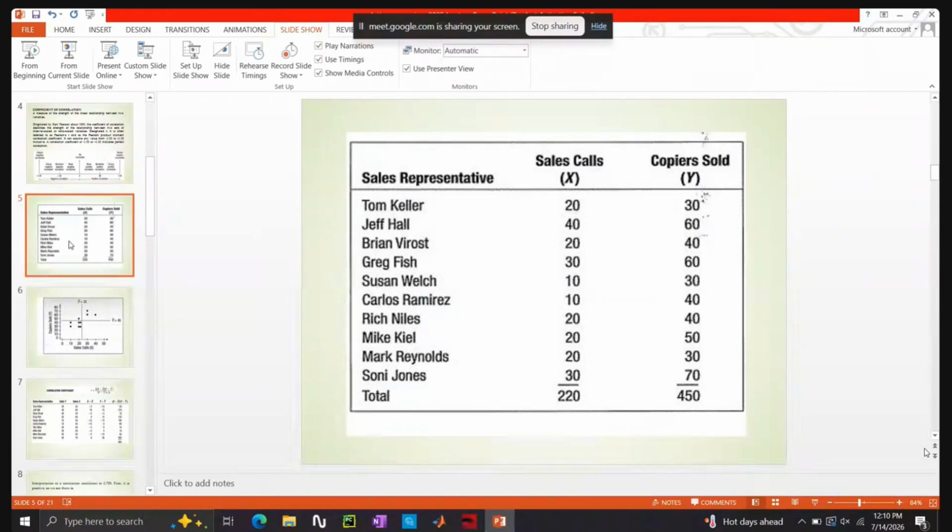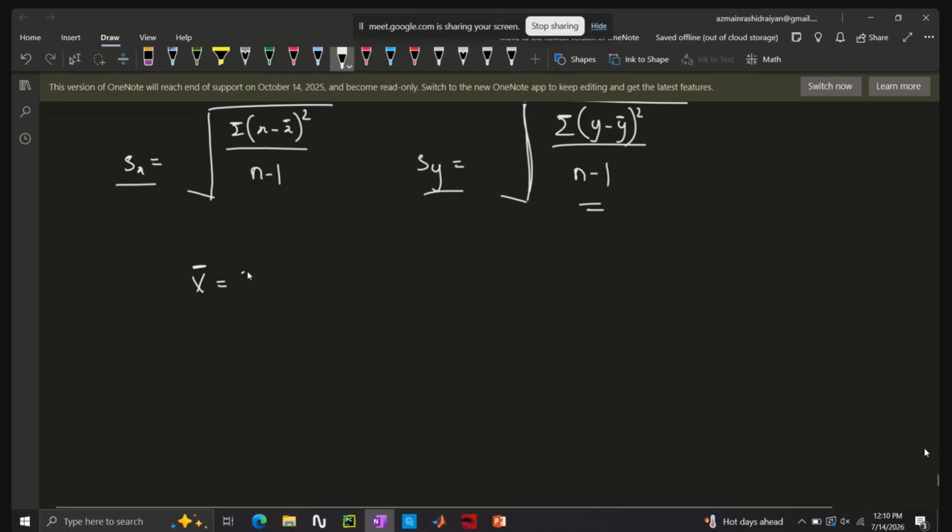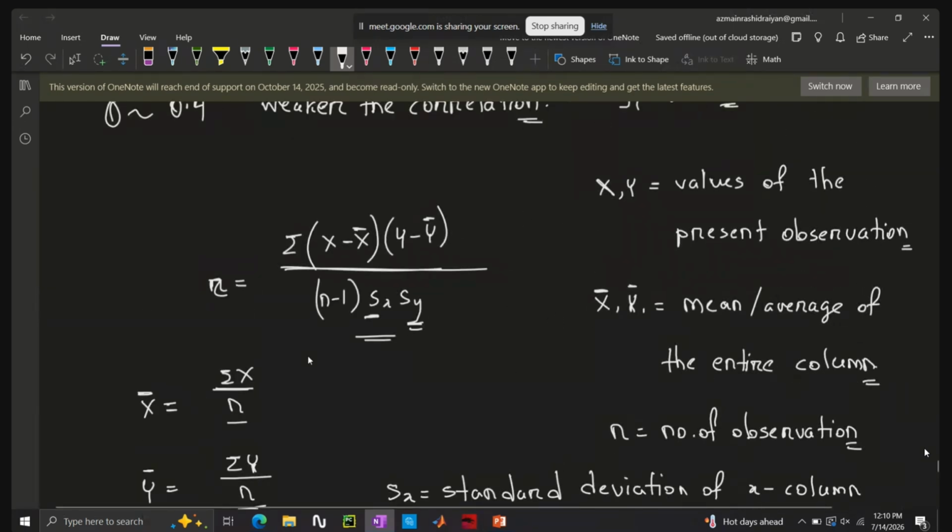Sir, X bar equals 22. All right, so my X bar value is 22. And what's the value of Y bar? 45. 45. Thank you. So I have my X bar and Y bar values.